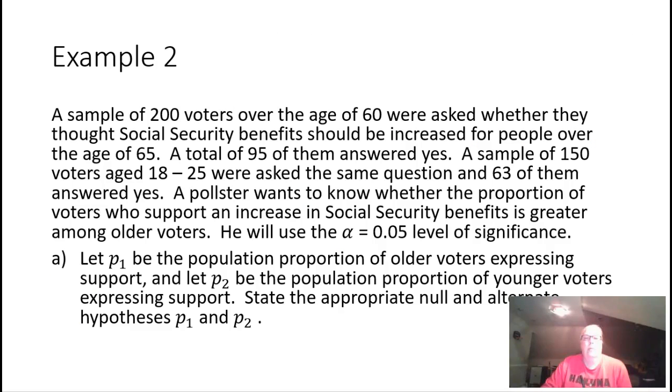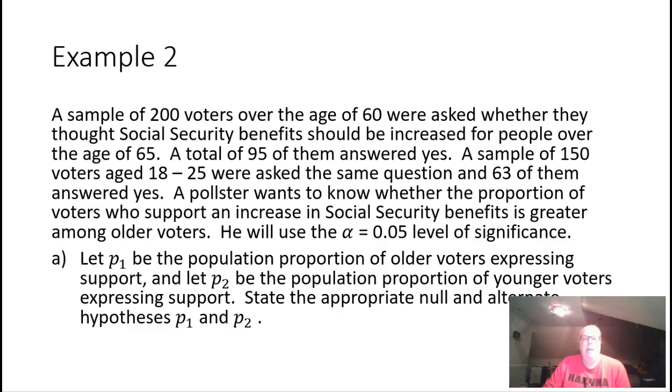Example 2. A sample of 200 voters over the age of 60 were asked whether they thought Social Security benefits should be increased for people over the age of 65. A total of 95 of them answered yes. A sample of 150 voters aged 18 to 25 were asked the same question, and 63 of them answered yes. A pollster wants to know whether the proportion of voters who support an increase in Social Security benefits is greater among older voters. He will use the alpha equals 0.05 level of significance.